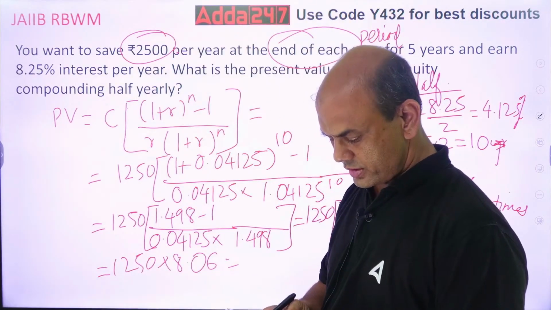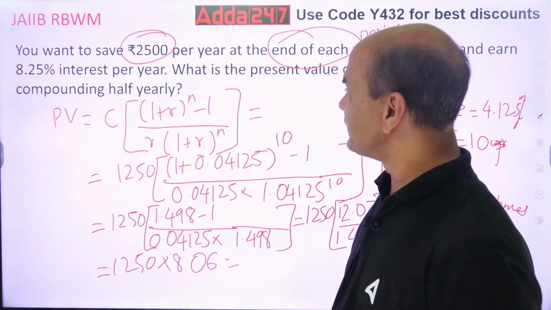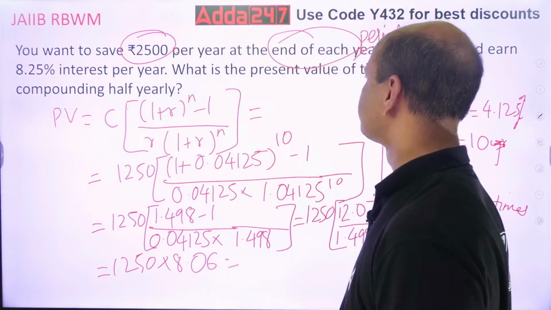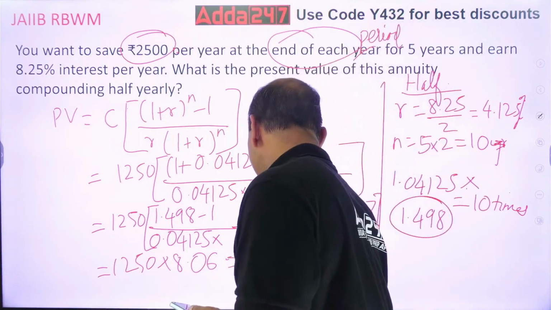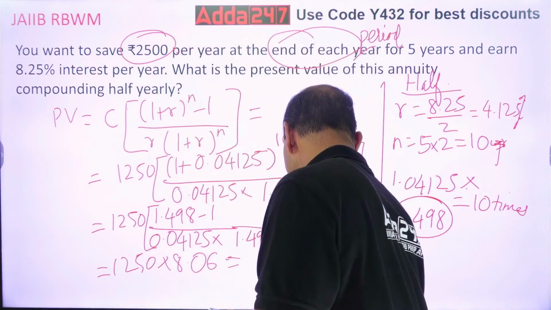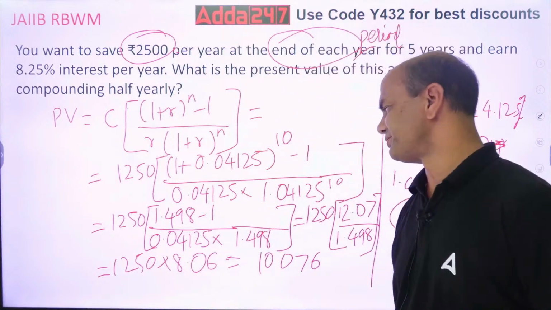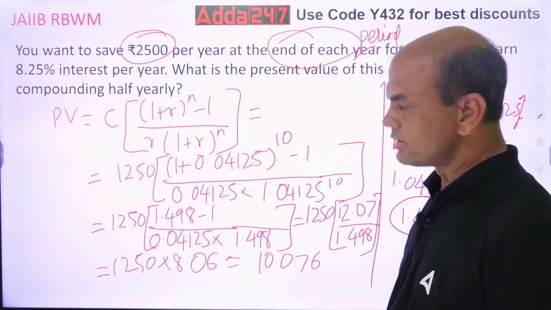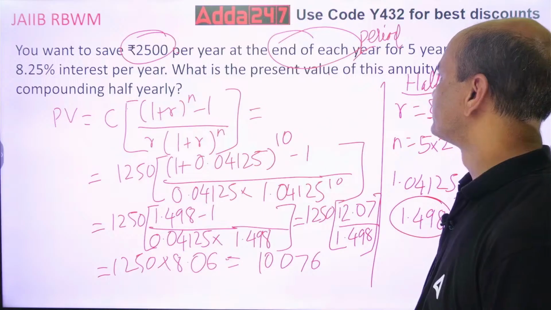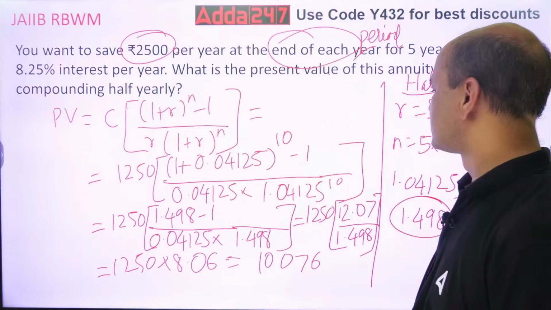Into 1250. So you're getting it as 10,076. Okay, 10,076. Got it? So 10,076. Got it, everyone? 10,076. Okay? For 5 years.